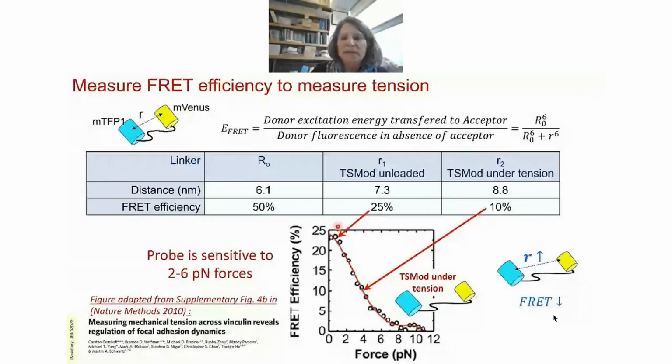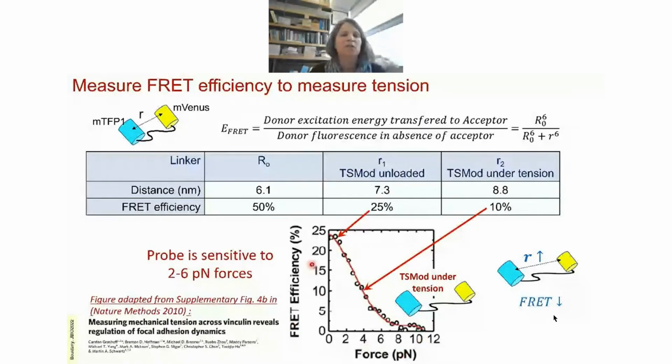So when we're looking at this tension module, just to understand a little bit how it works, if you were to apply tension on that TS module, what you would get is an increase in that distance R between the two fluorophores. And FRET efficiency is a very strong function of R. It varies as 1 over R to the 6th power. So as you pull on that molecule and the fluorophores go further apart and R increases, you'll see a decrease in FRET efficiency as a function of force.